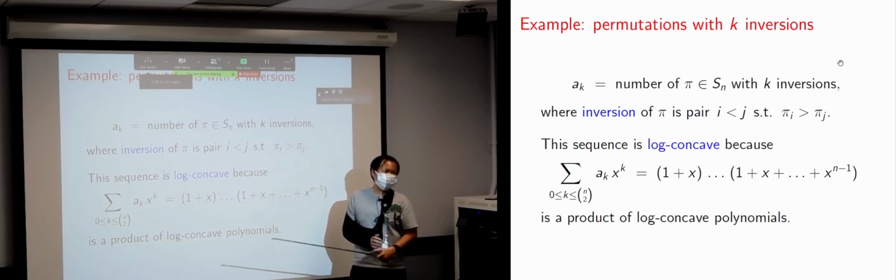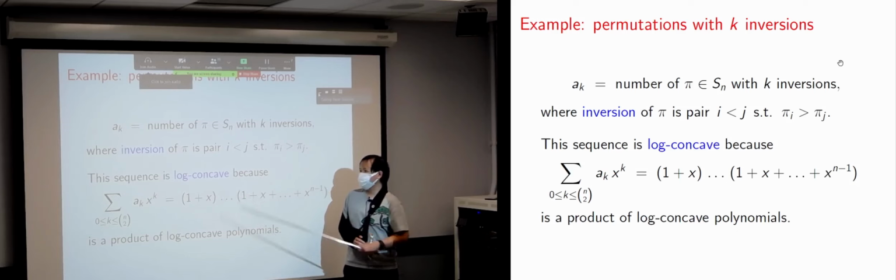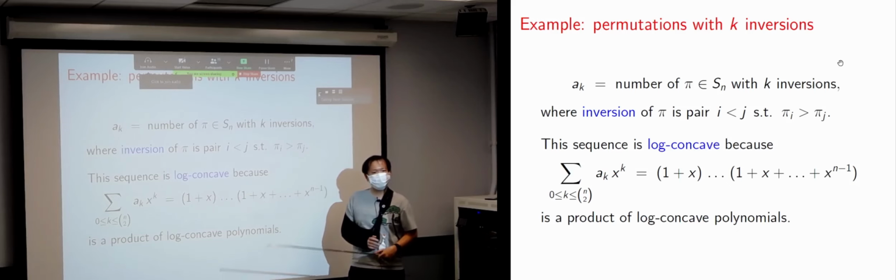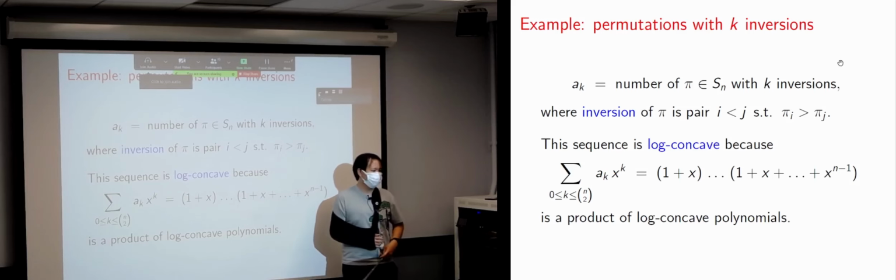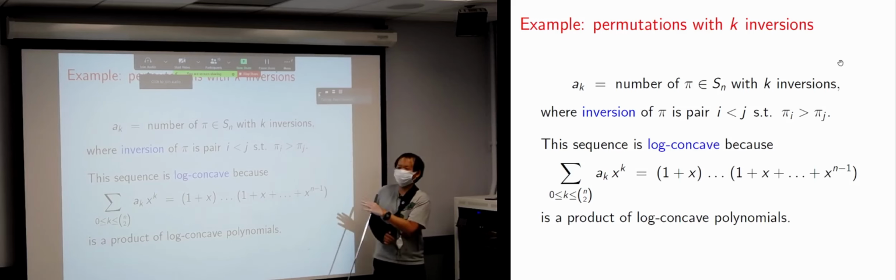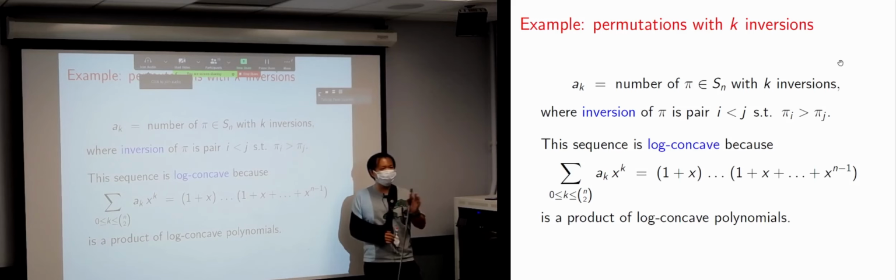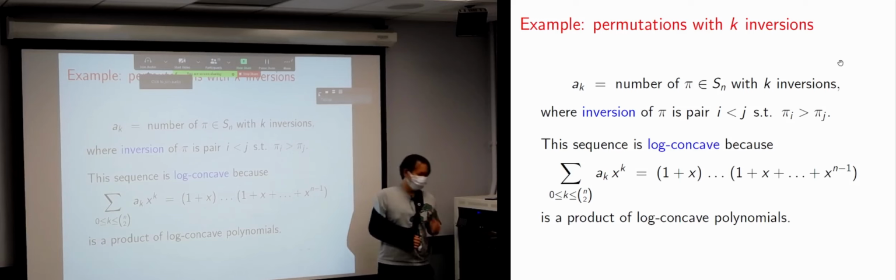Here you already see that proving log-concavity seems to be not easy. In this sequence, you already need to use something sophisticated, something you cannot do by direct computation. Up to this part, is everybody happy with log-concave sequences? Do you feel like it's your friend now? No? Okay.